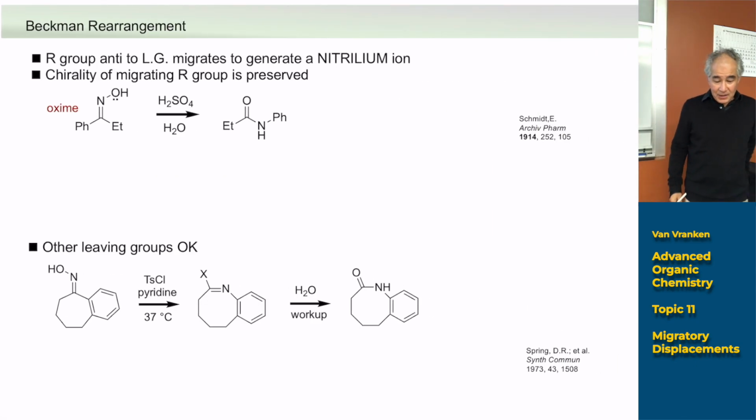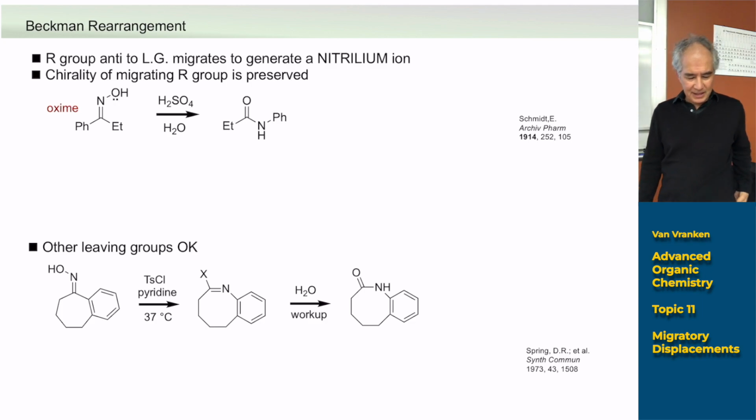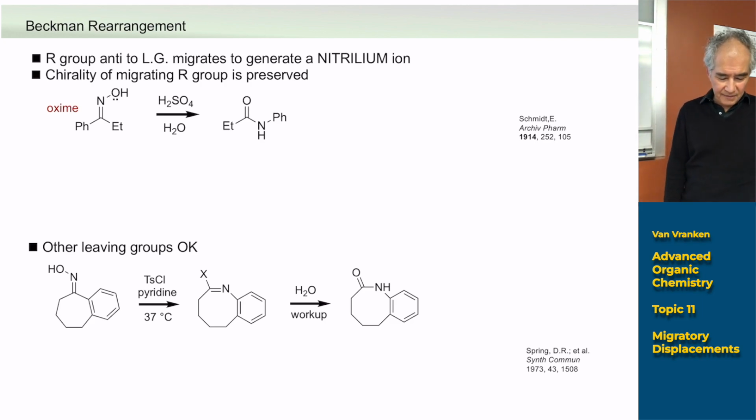Okay, so the last one, there's a lot of these. We don't have time to talk about all of these migratory displacements, but I'm giving you a selection here of some of the common ones. So another common migratory displacement process is called the Beckmann rearrangement. It's a little bit different because it's going to generate a triple bond instead of a double bond. So typically, a Beckmann rearrangement has these features associated with it.